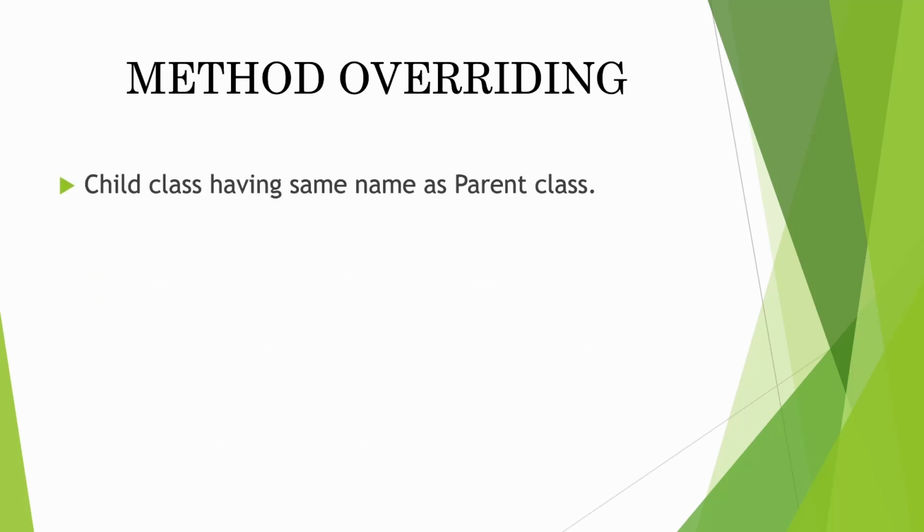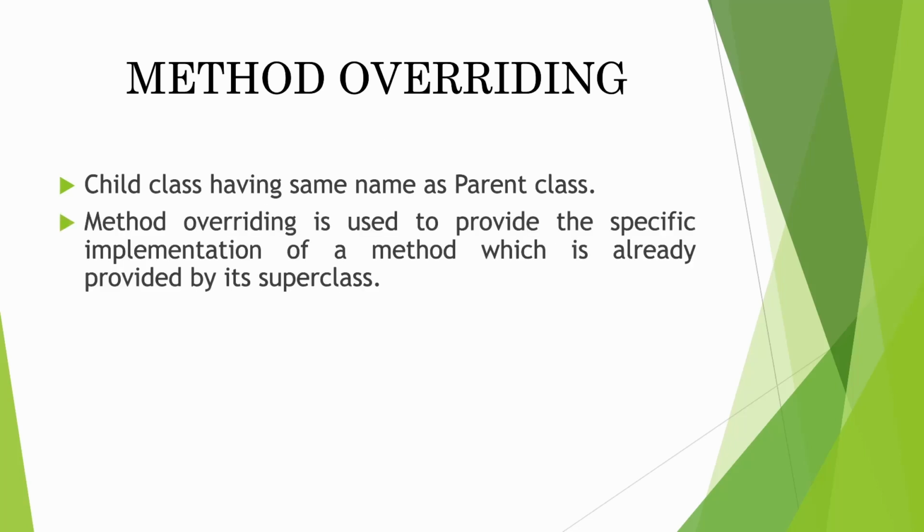So what is method overriding? If a child class method has the same name as a parent class method, then it is known as method overriding. Method overriding is used to provide the specific implementation of a method which is already provided by its superclass. So this is a part of inheritance.